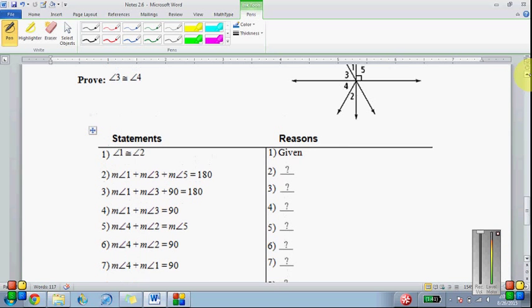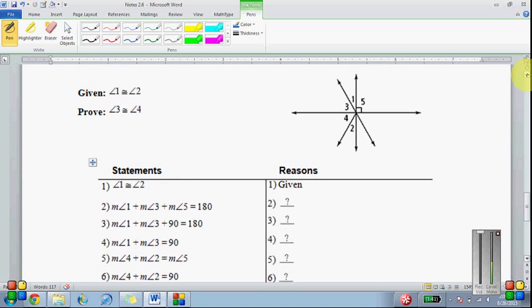Last proof, so we are given that angle 1 is congruent to angle 2. That's given to us, so we can mark that on the diagram. We're trying to prove angle 3 is congruent to angle 4. It's also given to us that angle 5 is a right angle. That's not really stated, but we can notice that angle 5 right here is a right angle.